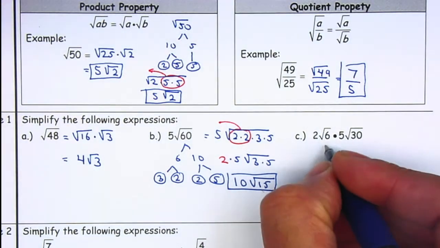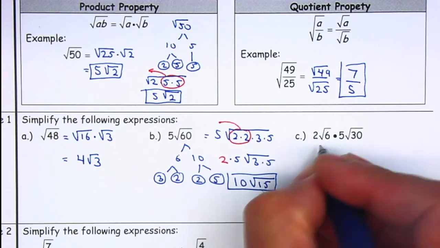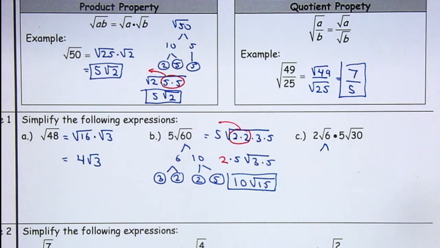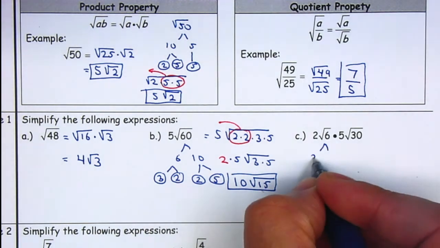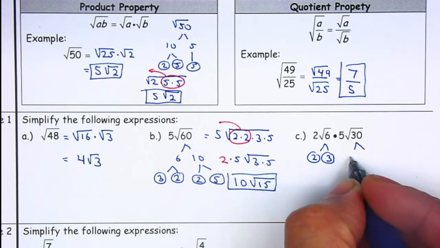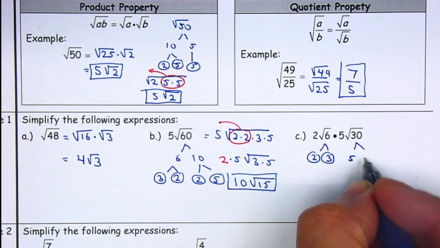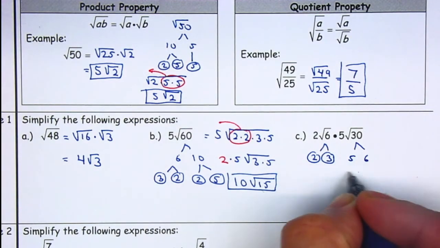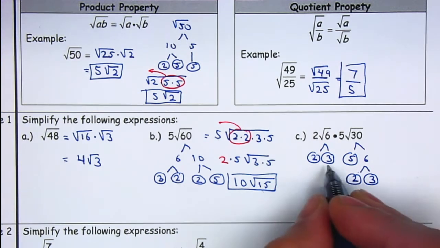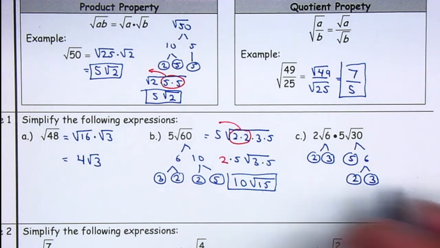I'm going to find the factors of 30, the factors of 6, and then I'm going to place them all inside one square root. So the factors of 6 will be 2 times 3. The factors of 30 will be 5 times 6. Factors of 6 will be 2 times 3. Now that they're all factors, I'm going to go ahead and write them all inside.